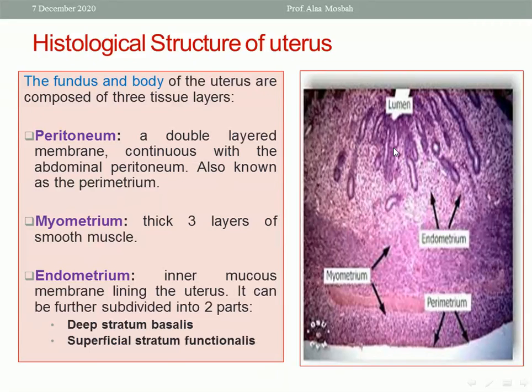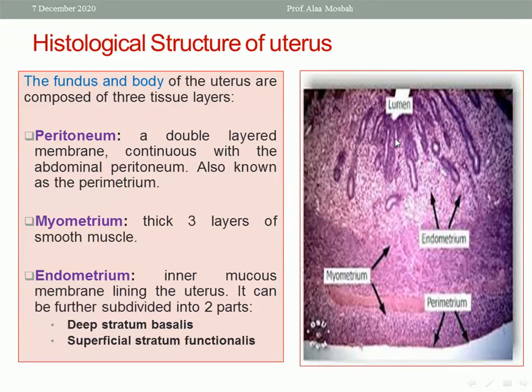This is the cellular lining, glandular cell, columnar epithelium with glandular pattern. You can say this endometrium is divided into deep stratum basalis and superficial stratum functionalis. Basalis will do the regeneration function after shedding of the endometrium during menstrual flow, each cycle. So regeneration occurs from the basalis one. So this is the endometrium.